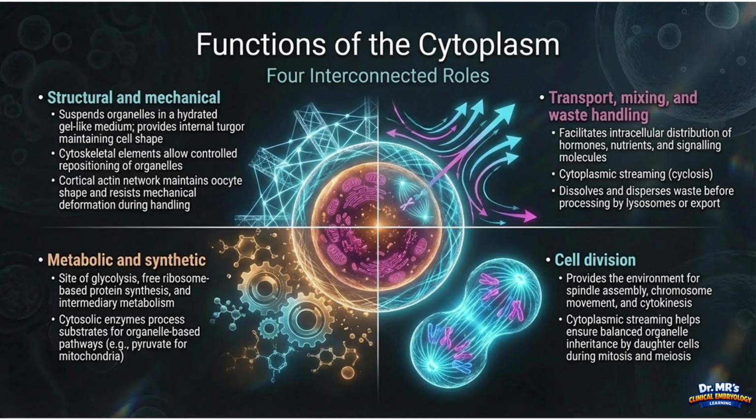The second function is transport, mixing, and waste handling. Small molecules can diffuse passively across short distances, but in a cell 120 micrometers across, passive diffusion is simply too slow to ensure that signaling molecules, nutrients, and regulatory proteins reach their destinations in time. The cytoplasm solves this through active transport mechanisms and cytoplasmic streaming, which we will discuss in detail shortly. It also facilitates the dissolving and dispersal of metabolic waste products before they are processed by lysosomes or exported from the cell.